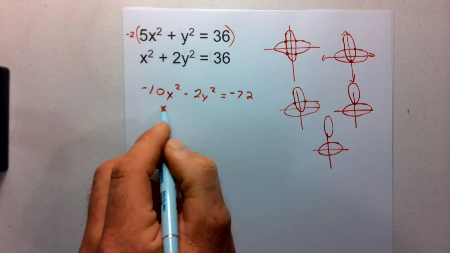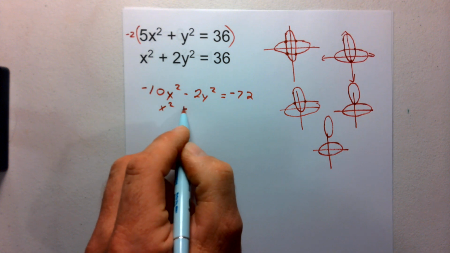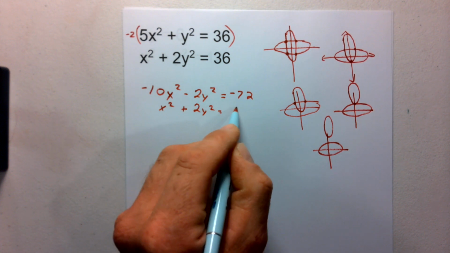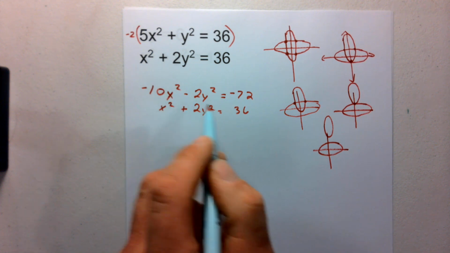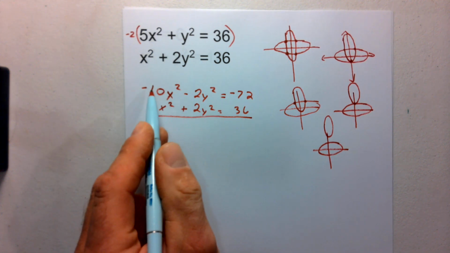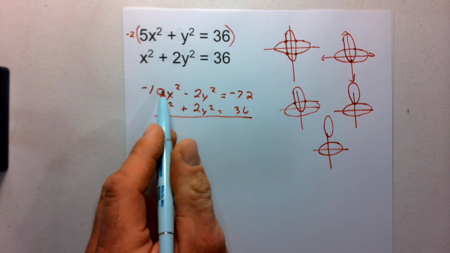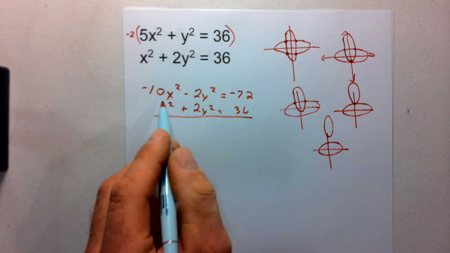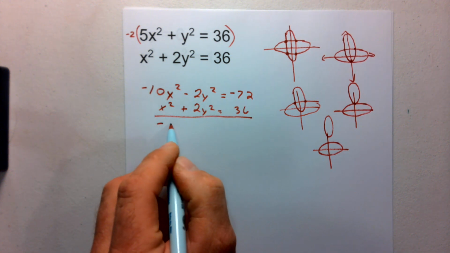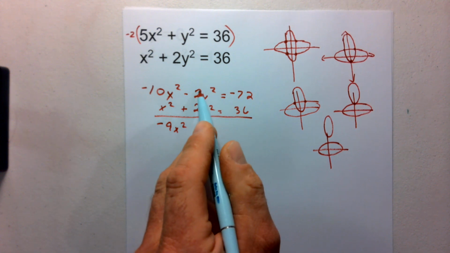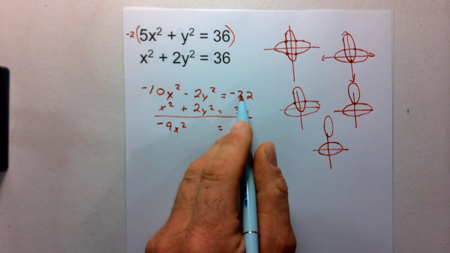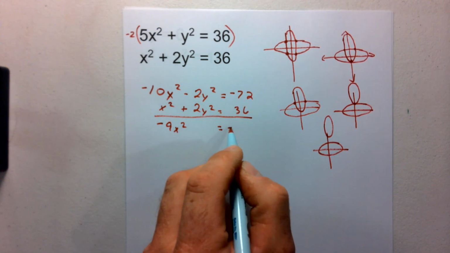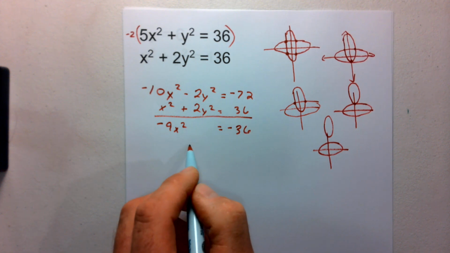That's an x squared. So we get x squared plus 2y squared equals 36. That's just my second equation brought down. Now I'm going to go ahead and add these two equations together. So I'm going to add my x squared terms. So I get negative 9x squared. My y's are going to cancel. Equals negative 72 plus 36 gives me a negative 36.